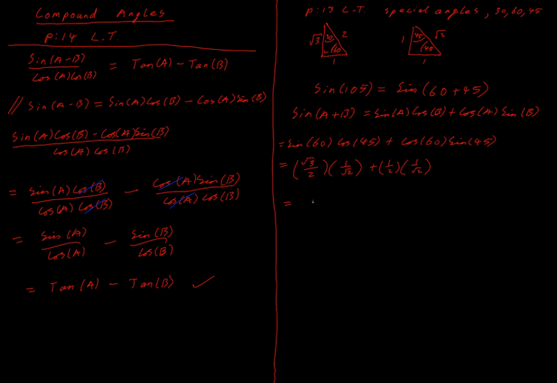When we multiply that out, we end up with root 3 all over 2 root 2 plus 1 all over 2 root 2. We can add that up. We get root 3 plus 1 all over 2 root 2. They may in the exam ask you to give this with a rationalized denominator. This would be a perfectly fine answer if they didn't give you any restrictions, but it's possible that they could ask you to rationalize the denominator.